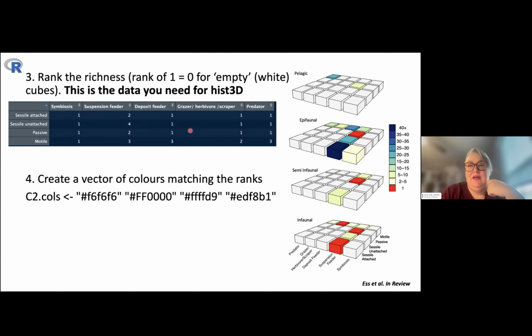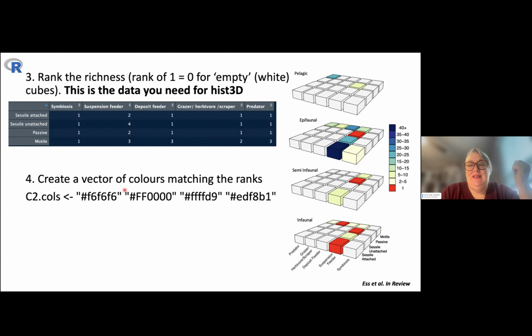You don't actually need the raw data to draw the figure. What you need is the rank. And so you have to rank the data and substitute all of those numbers with their rank. And for us, a richness of zero becomes a rank of one. So you actually have to tell it, of course, that all these empty cubes are a color, right? In this case, light gray or white. And so that's color number one.